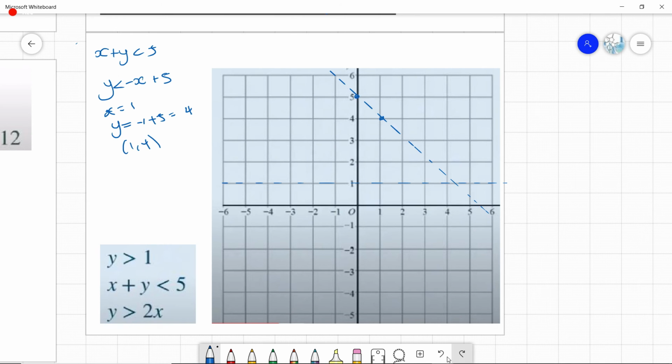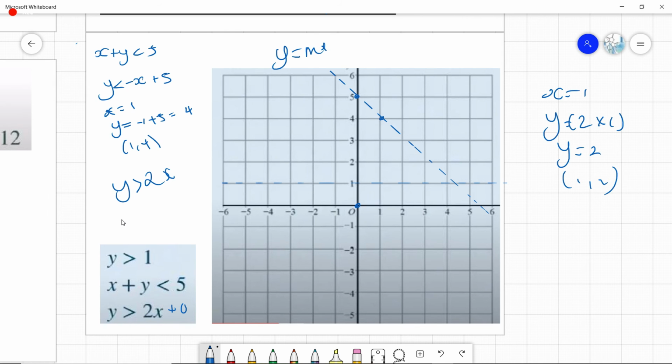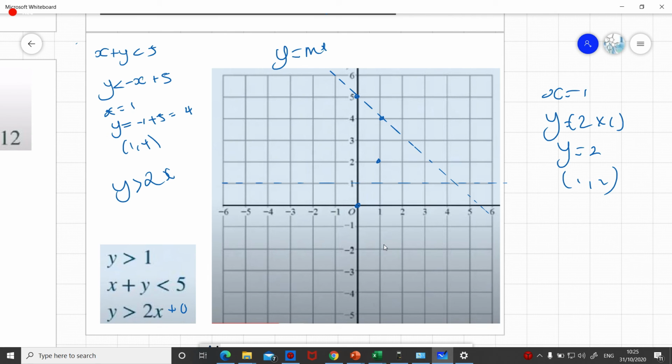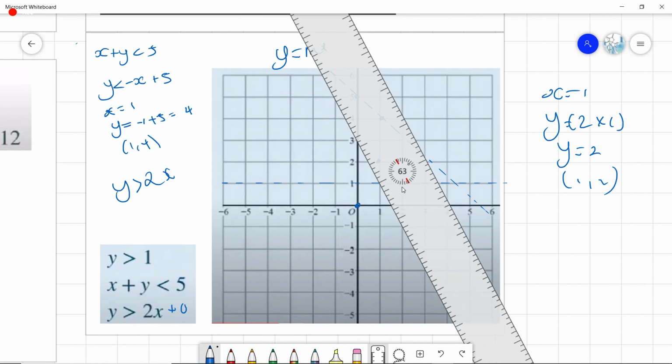Last but not least, y is greater than 2x, therefore that will be the following. So we said that if we don't have a value here and we have y equals mx, it's okay to add a 0. So our point will start from here, and then we choose any value for x. So we choose x equals 1, so y equals 2 times 1 gives me y is 2, so my point will be 1, 2, and 1, 2 is here. And again, these are all dotted.